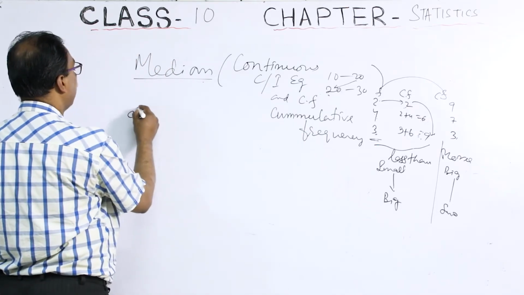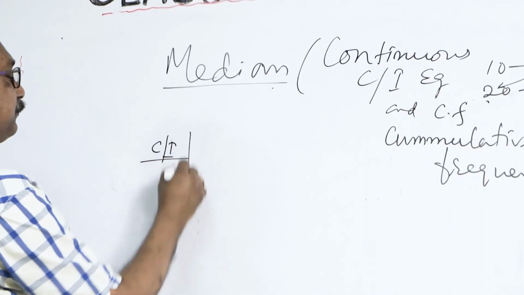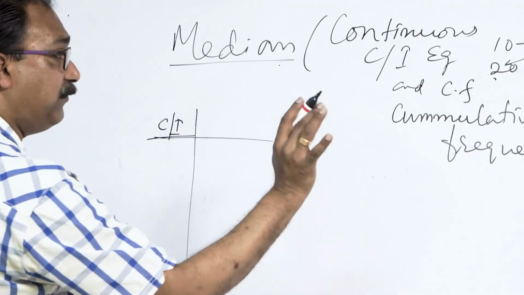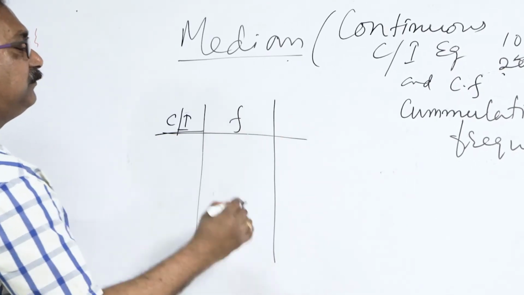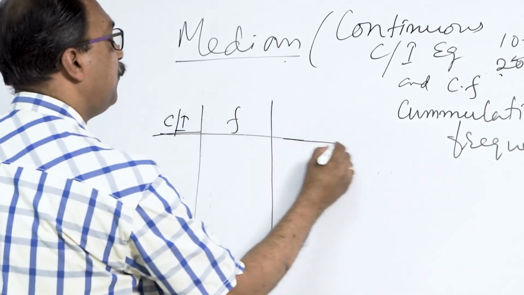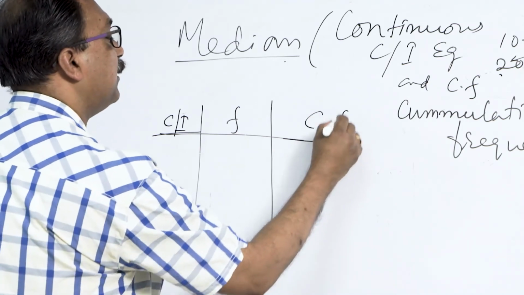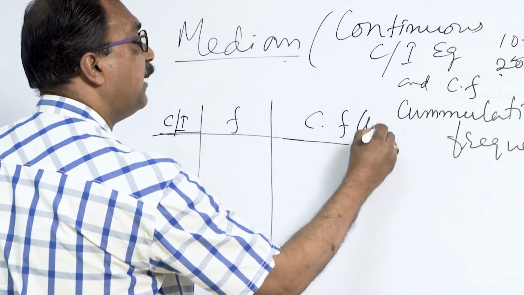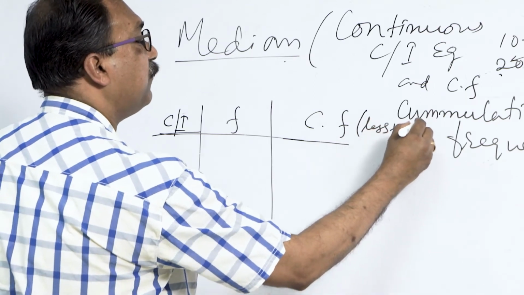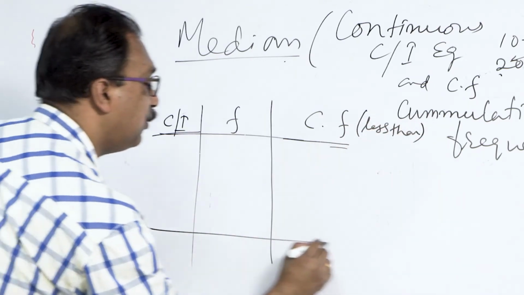So first you have to write the class interval. Then you have to write the mid value. Here is the frequency. Then you have to write what? Cumulative frequency. It's the less than cumulative frequency. It has to be less than cumulative frequency. Class interval. Then what will you do?